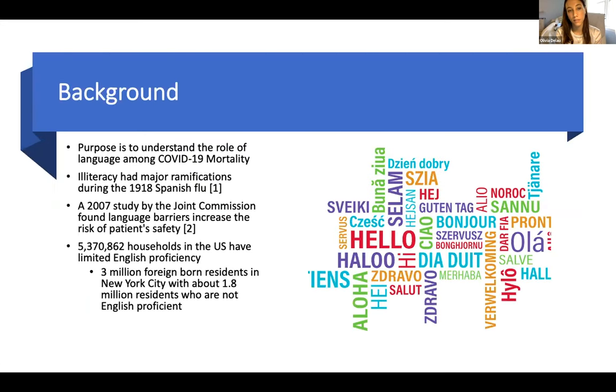So a little bit of the background. The purpose of this study is to understand the role of language in COVID-19 mortality. There is a lack of studies that address language and COVID-19 outcomes, but past studies have shown that language has an association with certain health outcomes, specifically looking at the influenza pandemic in 1918. A 2016 Chicago study showed that for every 10% increase in illiteracy, there was a 32.2% increase in influenza mortality. And a 2007 study by the Joint Commission found language barriers increased the risk to patient safety. In the United States, there are about 5.4 million households with limited English proficiency. In New York City alone, there are 3 million foreign-born residents, with about 1.8 million residents who are not English proficient. So we'd like to address whether there are any associations between language barriers and COVID-19 mortality.